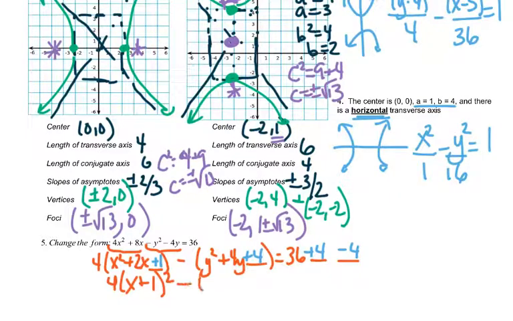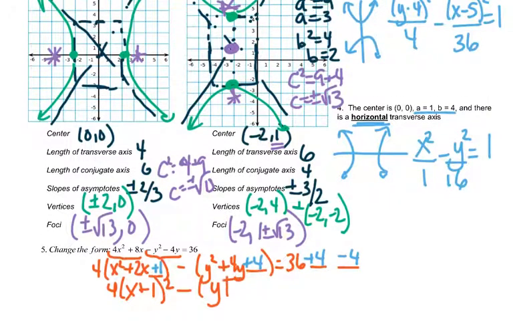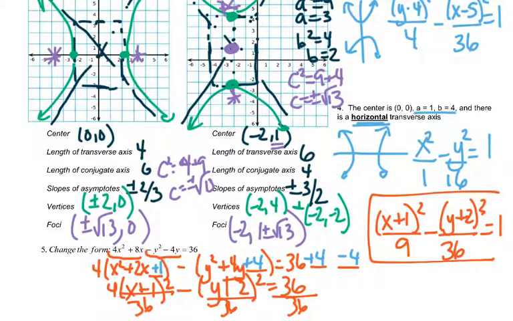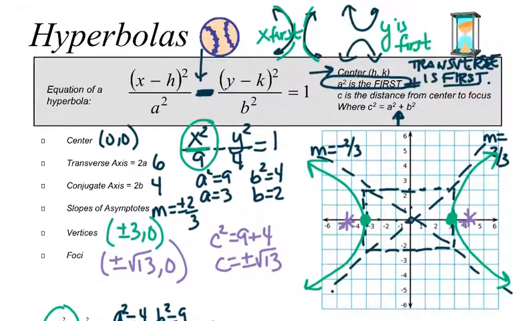It never likes it here at the bottom of the page. Y plus 2 squared, so sloppy, equals 36. And then I got to divide everything by 36. Is it going to let me write it? Kind of. So my final answer here would be x plus 1 squared over 9 minus y plus 2 squared over 36 equals 1. And here's the good news: you don't have to graph that, right? So on that change the form question, even on the test, all you got to do is change the form. That's it. So there we have it for hyperbolas.